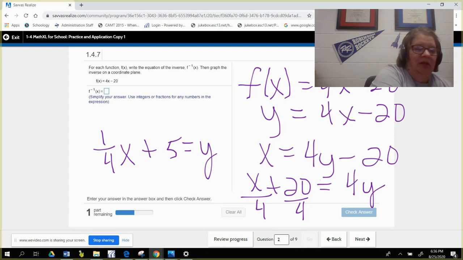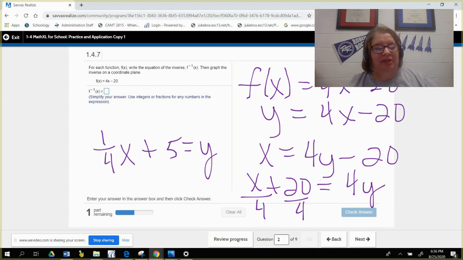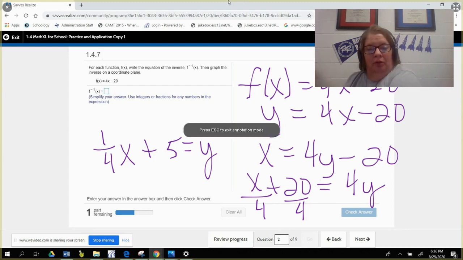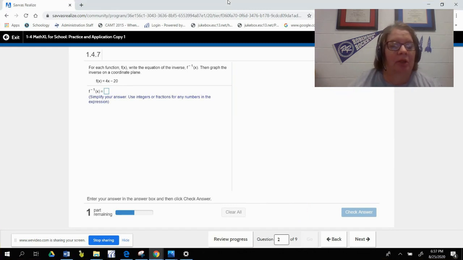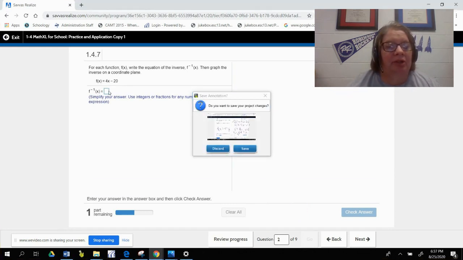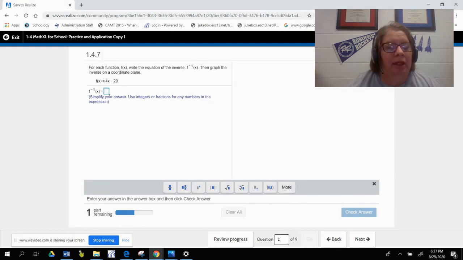Okay. Test my memory skills, because to type that in and get to the graphing, I've got to erase what I wrote. Let me jot that down right here. 1/4 x plus 5. Then we're going to go to this little box. And notice it says simplify your answer. Use integers or fractions. So can I change that to a decimal? No, not if I want to get the question right.